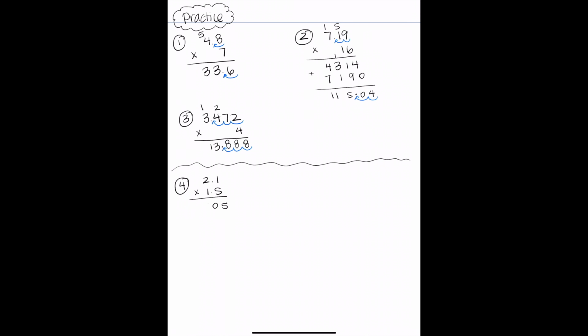We're going to multiply like normal. 1 times 5 gives me 5. 2 times 5 gives me 10. We put in the 0. 1 times 1 is 1. 2 times 1 is 2. We're going to add down.